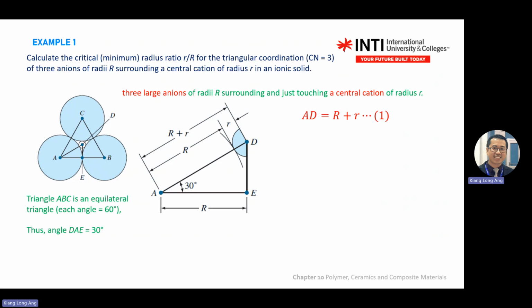So AD is big R plus small r. Cos 30 is adjacent divided by hypotenuse. So cos 30 is 0.866. AE is R. AD is R plus small r. Then your big R is equal to 0.866 times (R plus r). Then you take the ratio. You take the ratio, multiply this one by this one, and collect the R together.